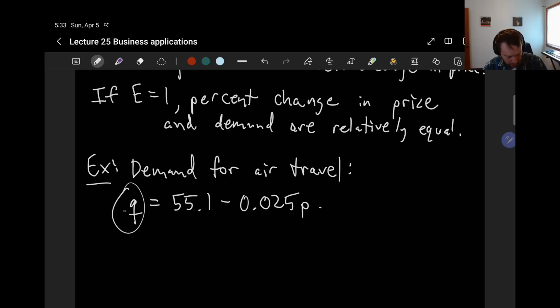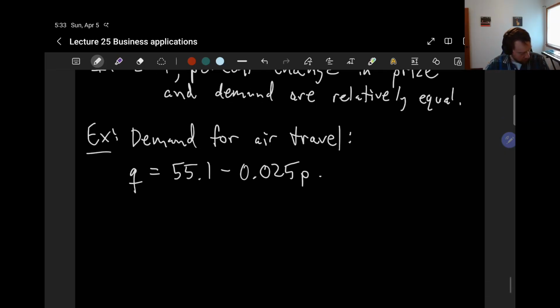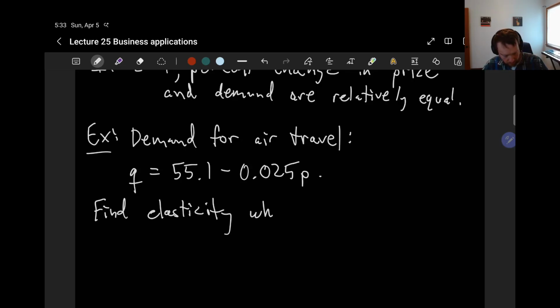Remember, demand is a function of P. It depends on price. Okay, so we want to find the elasticity of demand at a particular price. So when the price is, let's say, $166.31. So we're talking about particular travel between two cities here.